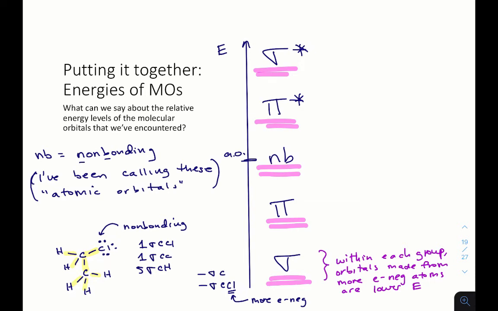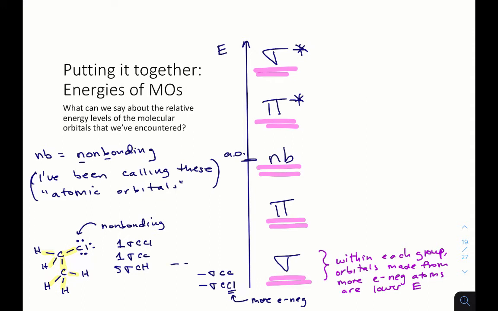Then there is sigma CC. Then we would have the 5 sigma CH. Now, again, sigma CH and sigma CC are really close in energy, but we put sigma CC just a little bit lower since carbon is a little more electronegative than hydrogen. I'm comparing the atoms that are bonding to carbon, right? Each of these orbitals has that first carbon in common, and then the carbon is bonding to a different atom with different electronegativities.